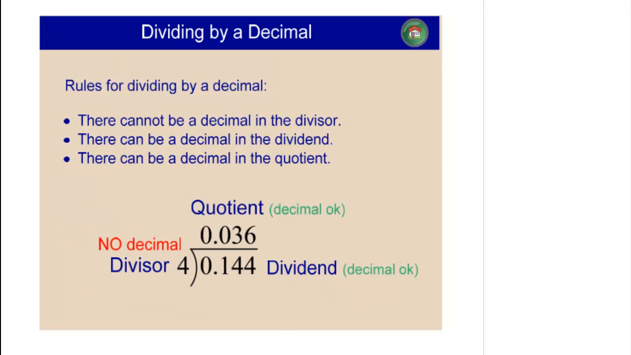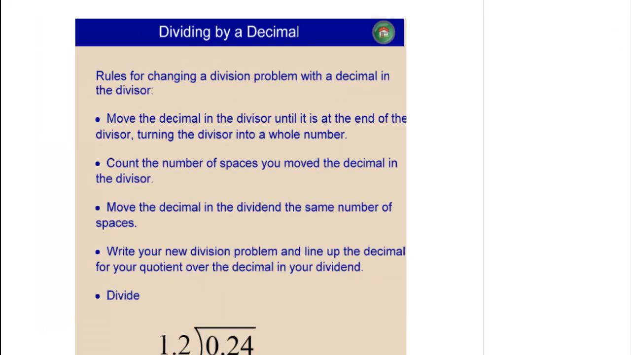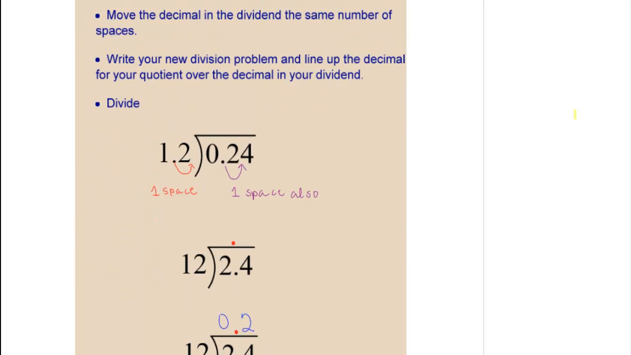So to recap, there cannot be a decimal in the divisor. There can be a decimal in the dividend. That's okay. There can be a decimal in the quotient. That's okay. So, rules for changing a division problem with a decimal in the divisor. Move the decimal in the divisor until it is at the end of the divisor, turning the divisor into a whole number. So in this example here, I move it one space to change 1.2 to 12.